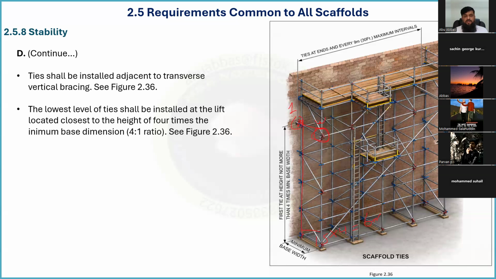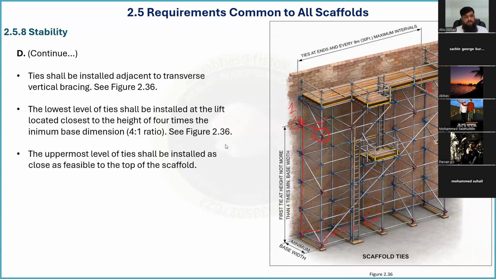In vertical it will come, but in horizontal at both ends we put a tie, and then we will go with another class where we have to put the next one. The upper level of the tie shall be installed as close as feasible to the top of the scaffold. Next, again we will have a particular distance, we can't go beyond that. We will not give a gap more than a certain limit, but the closer to height it can be, we will place it there.